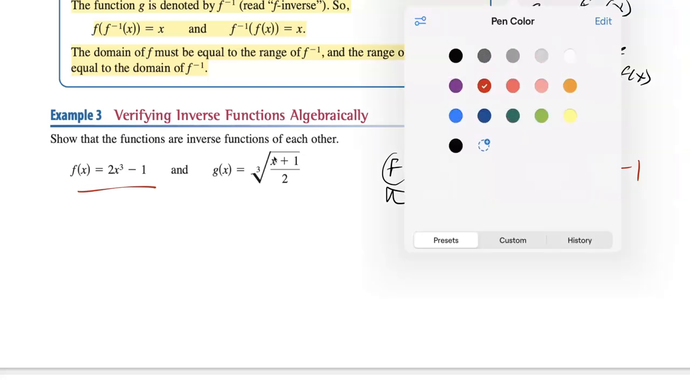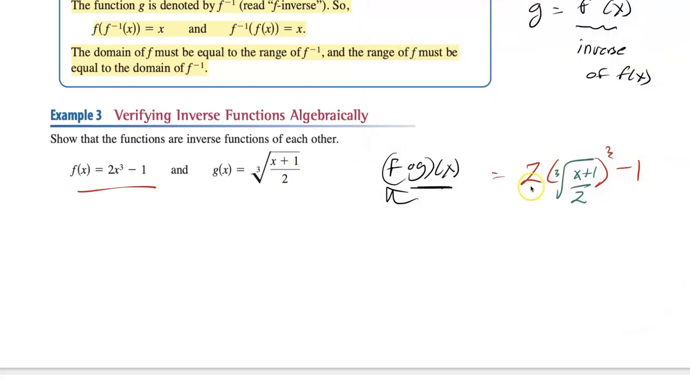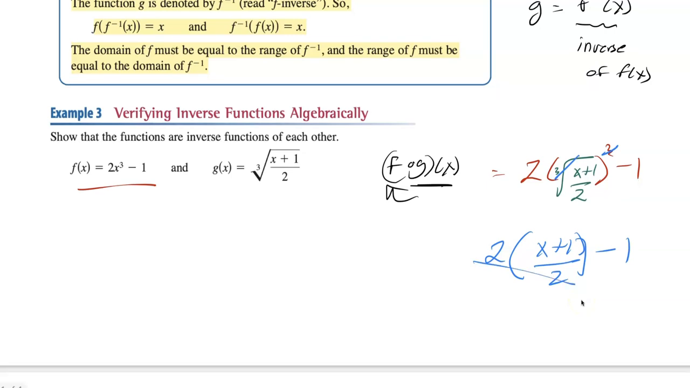So let's see. What happens here is the cube and the cube root cancel out, and we're left with 2 times x plus 1 over 2, minus 1. Then the 2's cancel out, and you're left with x plus 1 minus 1, and then the 1's cancel out. You just get x. So they're inverses.